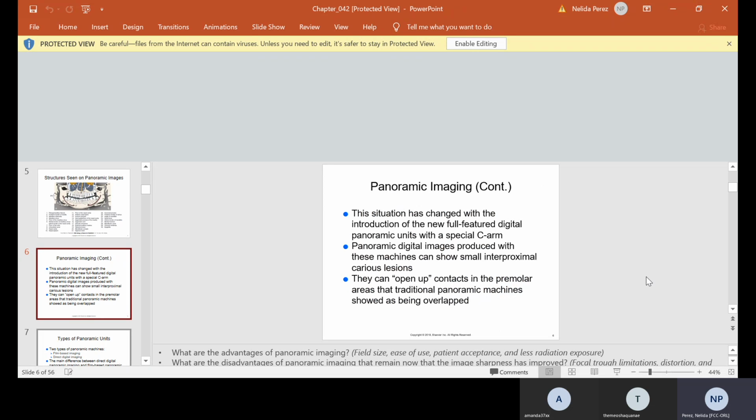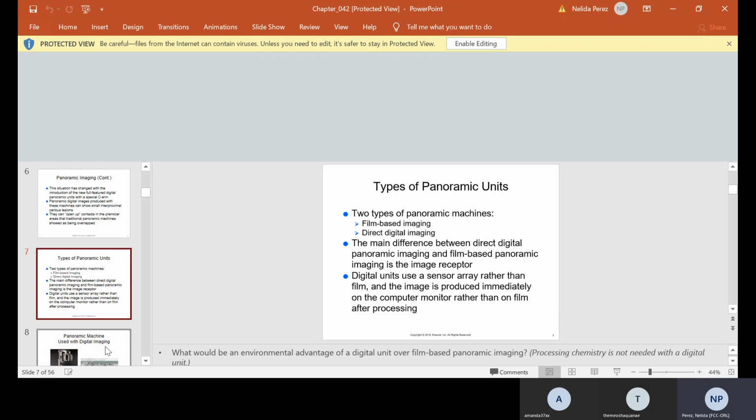Now, this situation has changed with the introduction of the new featured digital panoramic units with a special C-arm. Panoramic digital images produced with these machines can show small interproximal carious lesions. They can open up contacts in the premolar areas that traditional panoramic machines showed as being overlapped.